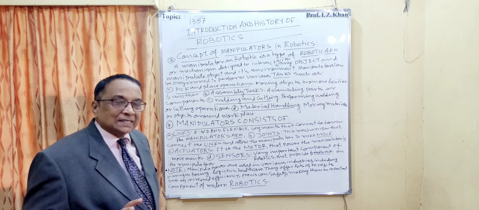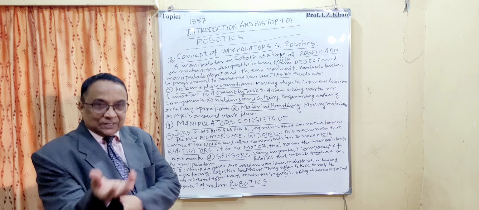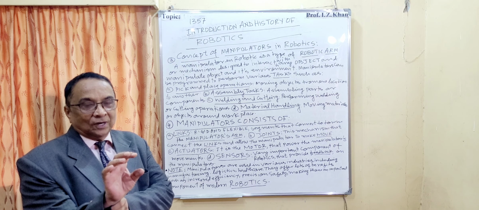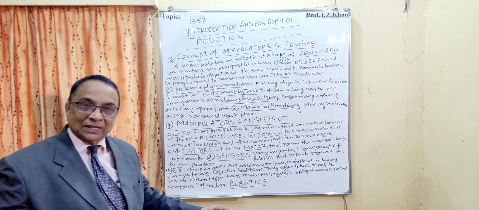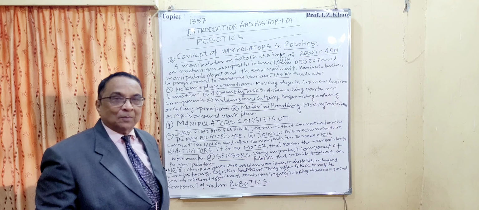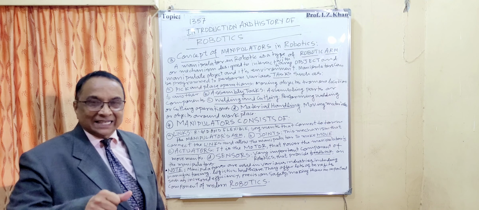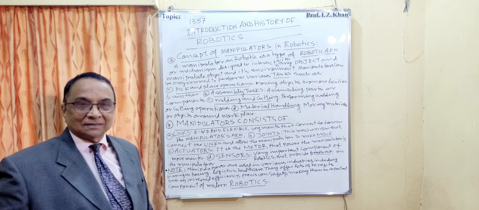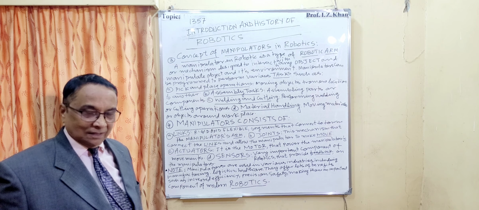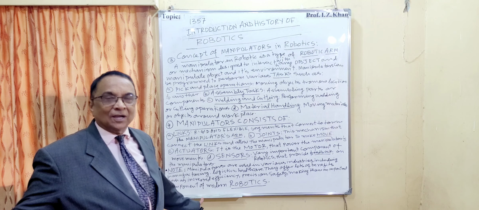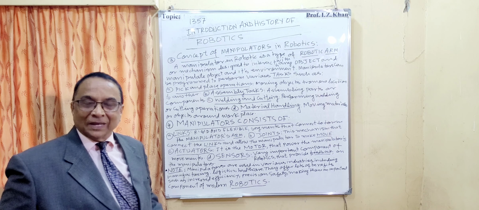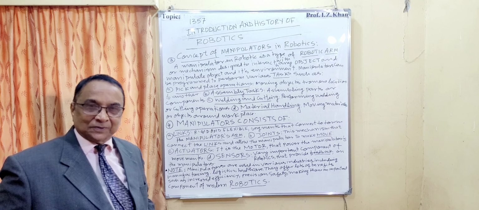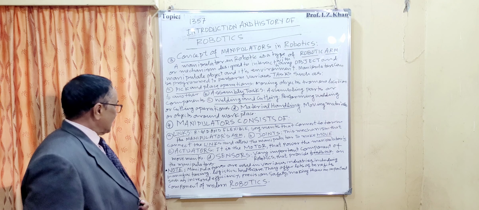Our arm functions because we have muscles, bones, and nerves. All this skin and these sensory organs are provided by Almighty Allah. But in the case of a robot, the manipulator, the robot arm, does not have all these things. So it is all done by mechanical devices in the form of chips and sensors.